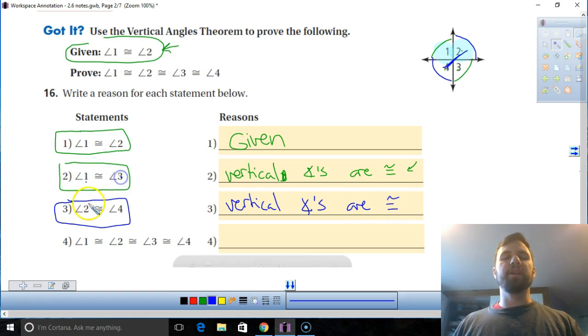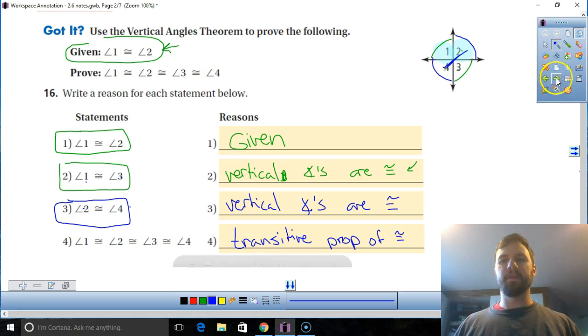Now, if 1 equals 3, and 2 equals 4, and 1 equals 2, how can you put those together? Remember, if A equals B and B equals C, then A equals C. That's the transitive property of congruence. Woohoo! Alright, that wasn't too bad.